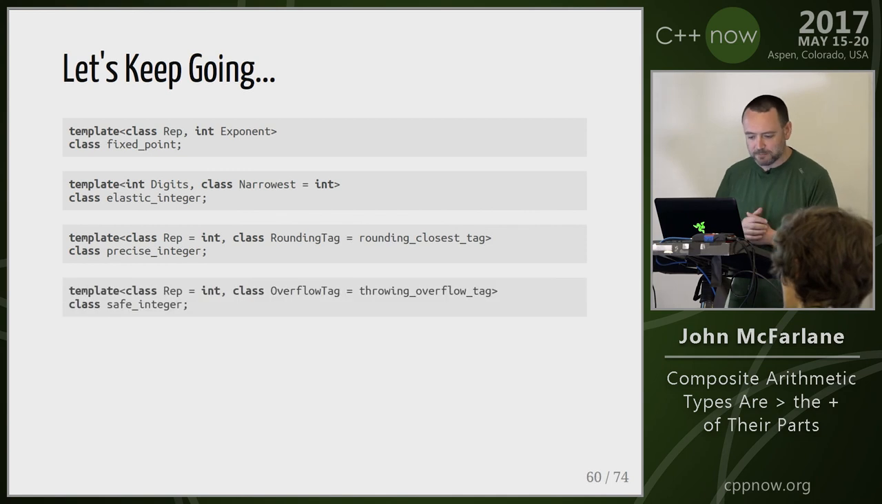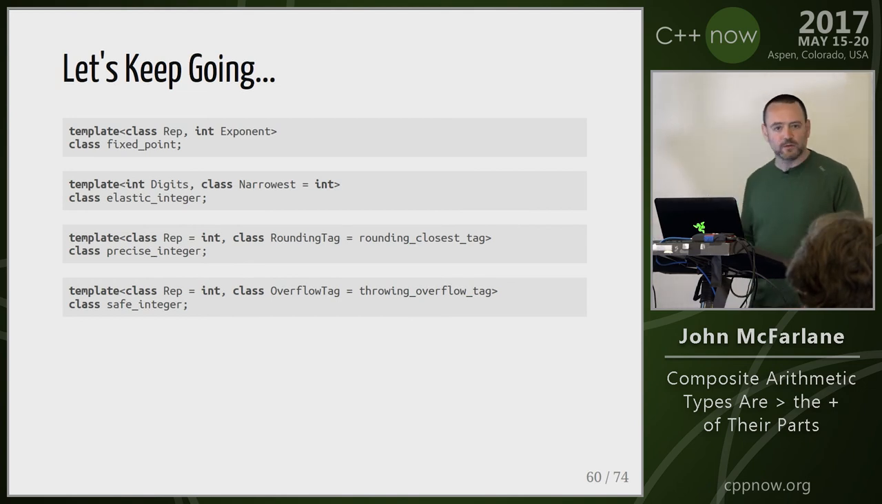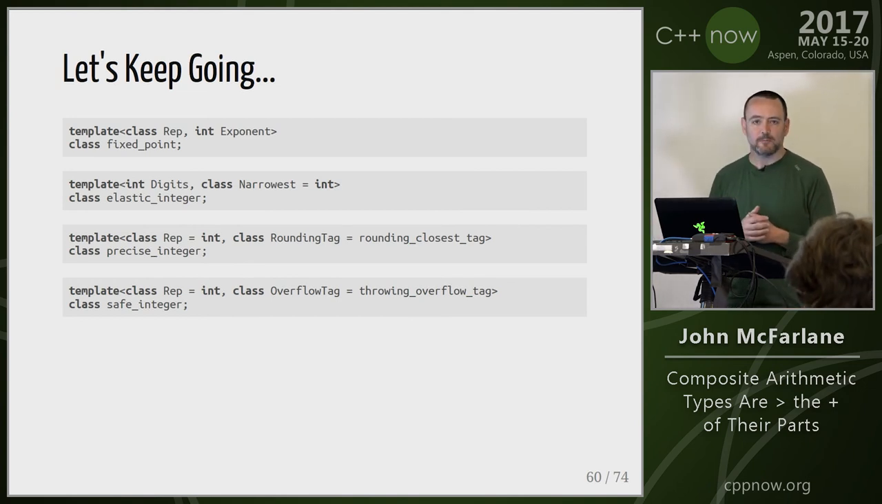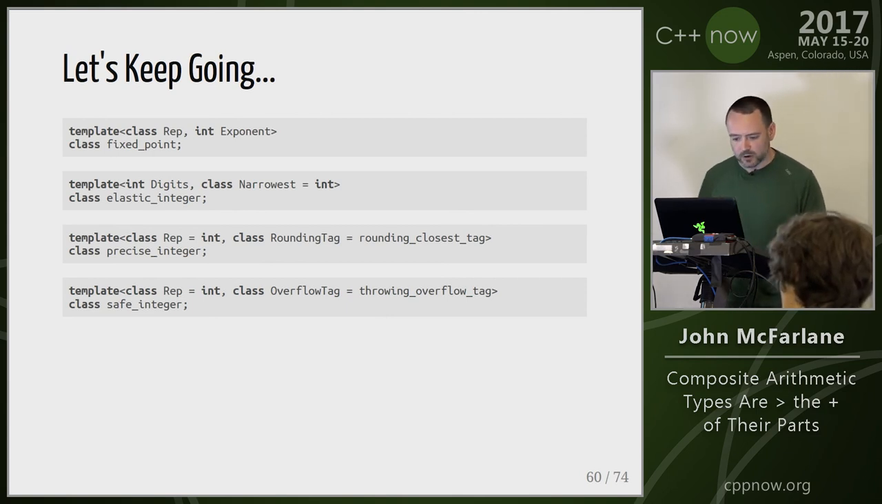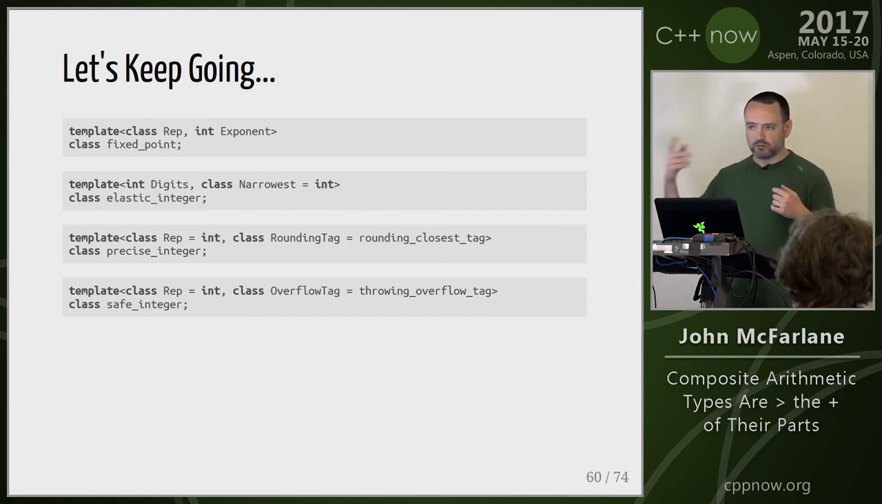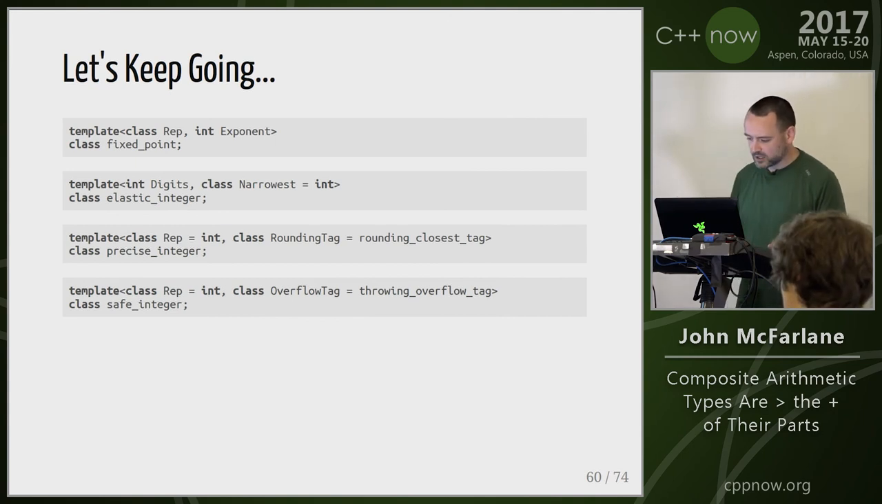Okay. The fourth type, safe integer, we've visited before, but this is sort of a more typical safe integer. It's got a second parameter that allows the user to customize what happens when overflow occurs. I mentioned saturation. In future revisions of the standard, we might want to use contracts to catch overflow. Or you might just not want to do anything. You might want wraparound for signed integers, UB for unsigned integers. That's something people ask for.